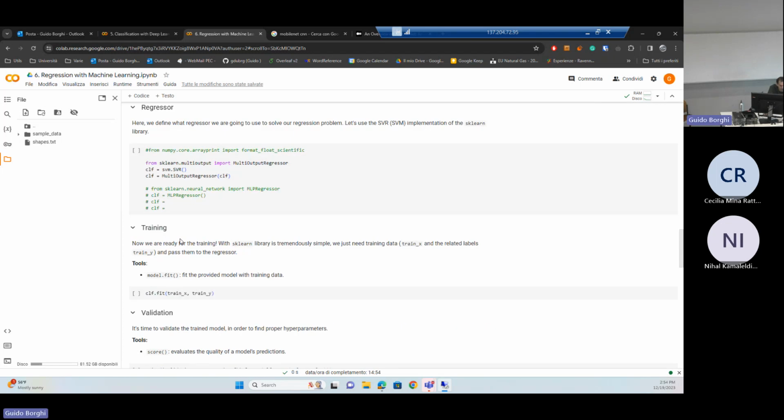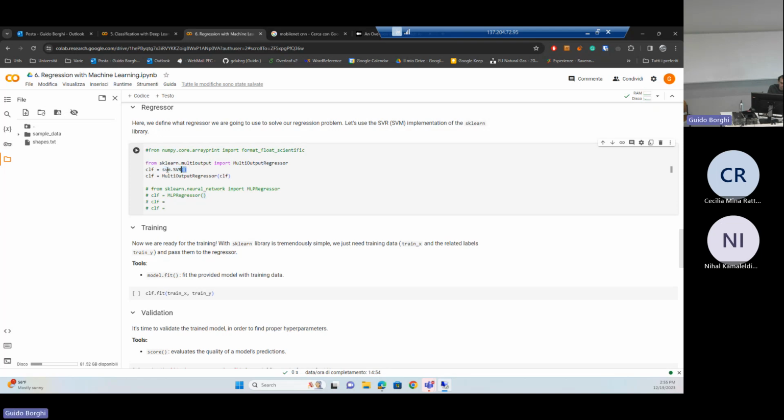Now there is the real difference with respect to the classification code. Here, remember that you have to import the regressor, not the classifier, of the scikit-learn package. And in this case, we are going to use, as you can see here, the support vector machine implemented as a regressor. So in this case, remember the name is SVR, support vector regressor, not the SVC, support vector classifier.